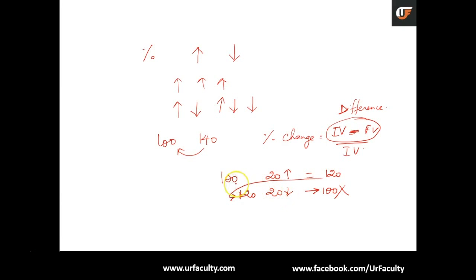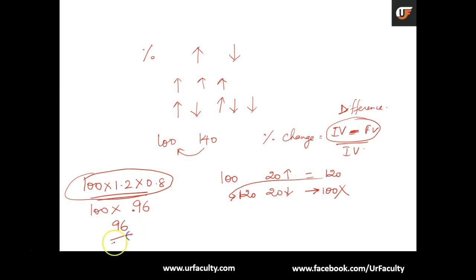So what we see here is actually 100 into 1.2 into 0.8. Please note, this is what has happened here from a calculation perspective. Since the base is just 100 here, we can do the same calculation: 12 8s are 96. So it's 0.96, 100 into 0.96. The new value is actually rupees 96 after you bring it down by 20%.